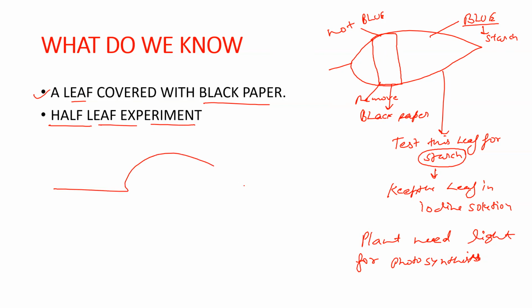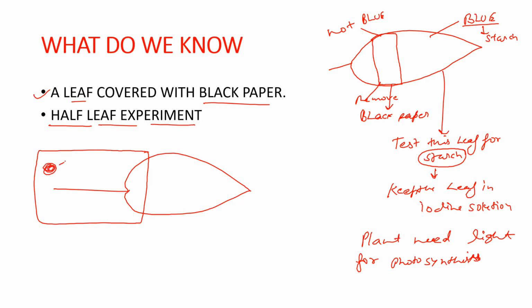For that, take a leaf, then keep half of the portion in a test tube with cotton soaked with KOH, and after some time take out this leaf and test for starch. So what you see is that this part turns blue, but this part is not blue. Why? Because this KOH absorbs carbon dioxide.